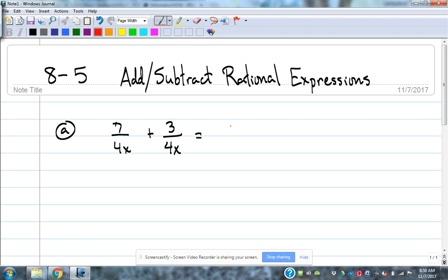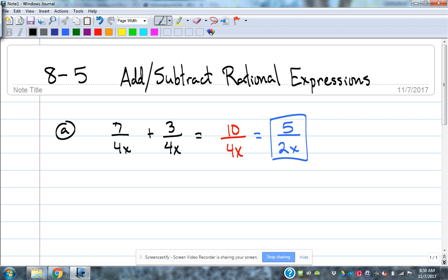So when you add fractions, you just add the numerators. 7 plus 3, 10. And then after you've done that, you need to look to see if you can reduce that sum. Well, 10 and 4 have what in common? 2. So divide them both by 2. And that's going to turn into 5 over 2x. And we've added fractions. They already had a common denominator.